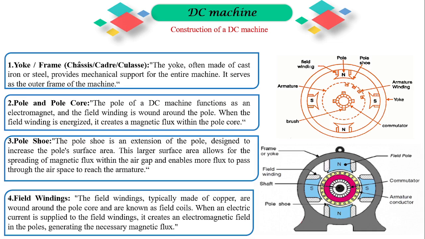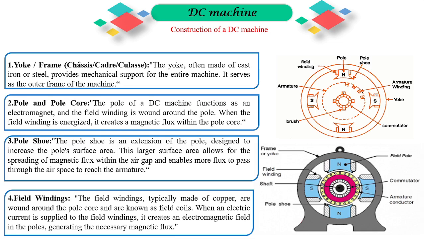The pole serves as an electromagnet, with the field winding wound around it. When the field winding is energized, it generates a magnetic flux within the pole core. 3. Pole shoe. An extension of the pole increases the surface area, enabling the efficient spreading of magnetic flux within the air gap. This facilitates more flux to reach the armature. 4. Field windings. Typically made of copper, these field coils are wound around the pole core.